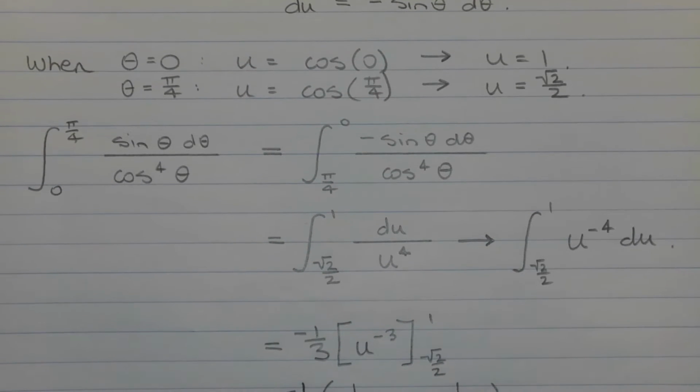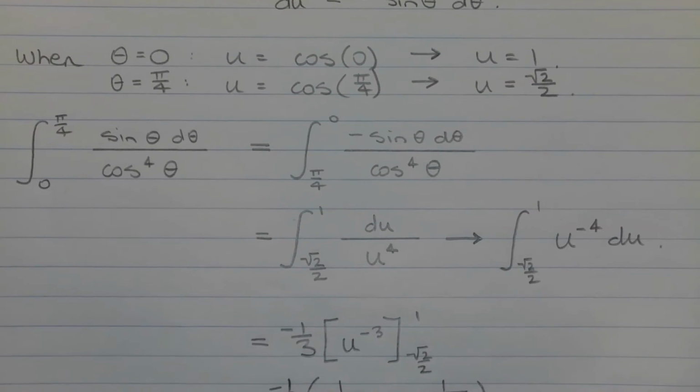Now this may appear counterintuitive at this point. However, when we express the integral now in terms of u, the limit pi over 4 becomes root 2 over 2. The limit 0 becomes 1. So the limits are now in ascending order. The lower limit is actually lower than the upper limit. The negative sine theta d theta becomes just du, and cos to the power of 4 theta becomes u to the power of 4. Now expressing that integral using a negative index, we get the integral of u to the power of negative 4 du from u equals root 2 on 2 to u equals 1.